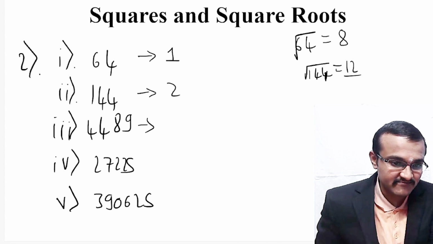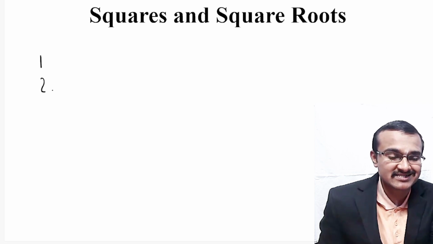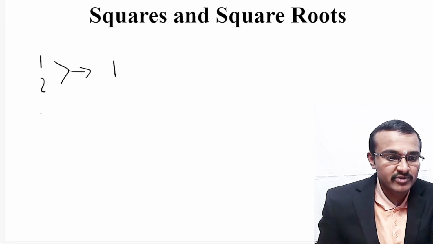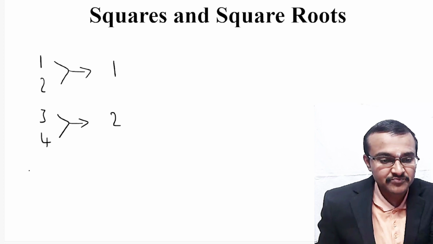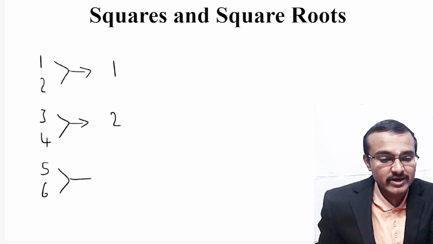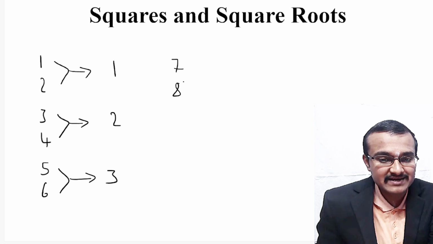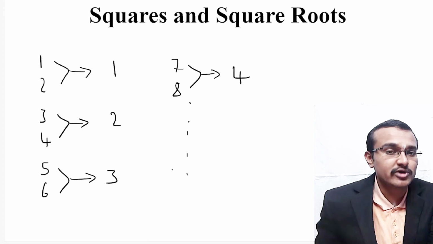So there is a trick for this. So I'll just teach that. If a perfect square contains one or two digits, then its square root contains 1 digit. If a perfect square contains 3 or 4 digits, then its square root contains 2 digits. If a perfect square contains 5 or 6 digits, then its square root contains 3 digits. If a perfect square contains 7 or 8 digits, then its square root will be containing 4 digits. So like this it will be going on.